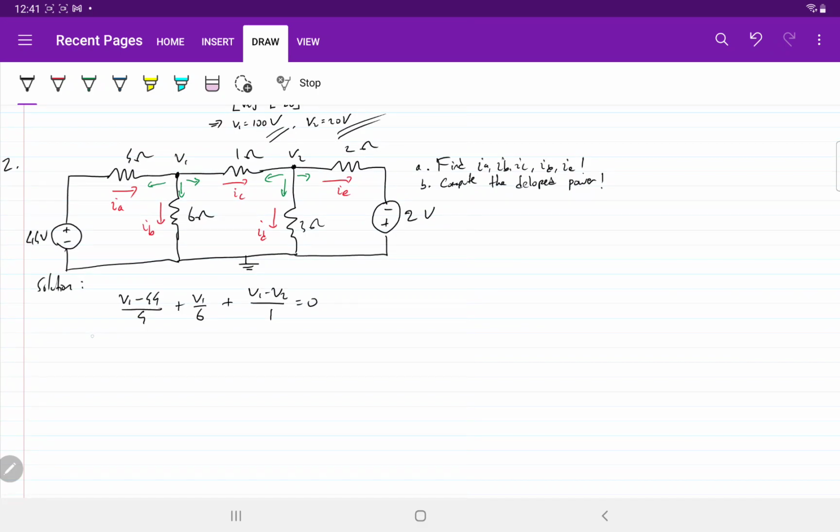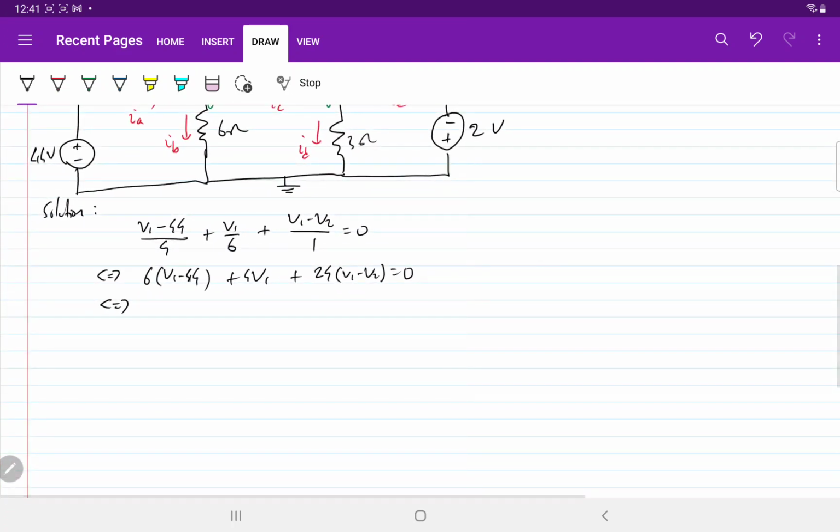To simplify this, let us multiply it with 24. We have 6 times (V1 minus 44) plus 4 V1 plus 24 times (V1 minus V2), right? And you can simplify it again. We get 6 plus 4 plus 24 is 34 V1 and minus 24 V2 equals 264. So that's the first equation.